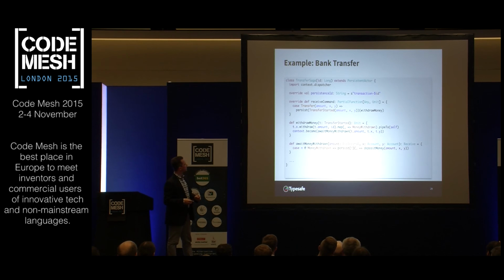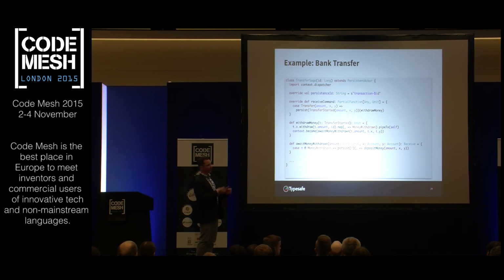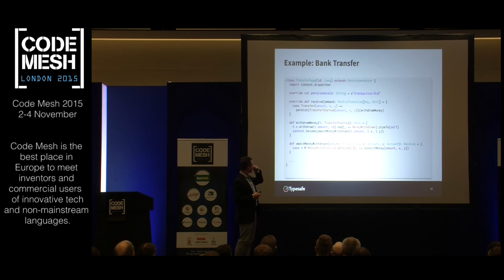And the general principle is that this saga is a persistent actor, and it will do things exactly as I wrote down. When it gets the transfer, it persists that it wants to do the transfer. That's the first save point, so to speak. Then when that has been done, it does withdraw money. So it does the first transaction. This is a method on the account that returns a future in this case, and it maps it to money withdrawn. When that is done, it persists that. That's the second save point.